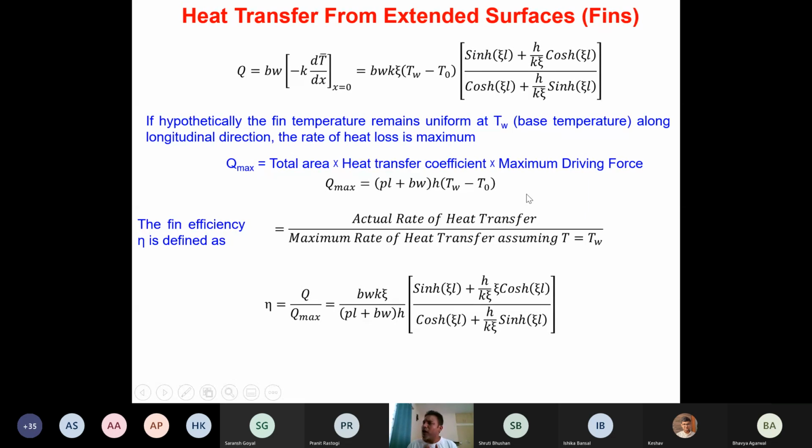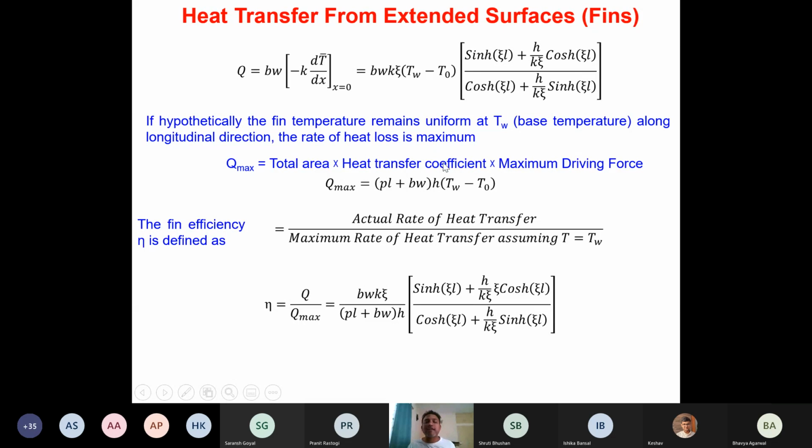So what I am assuming is that along the entire longitudinal direction from x equals 0 to L, the temperature at any location X in the fin is the same as TW. So this TW minus T naught is the maximum driving force. In the actual case, it will be T minus T naught, not TW minus T naught. Okay. So this Q divided by Q max gives me the efficiency of the fin. So the actual rate of heat transfer divided by the maximum rate of heat transfer, assuming T equals TW, is going to give me the fin efficiency.